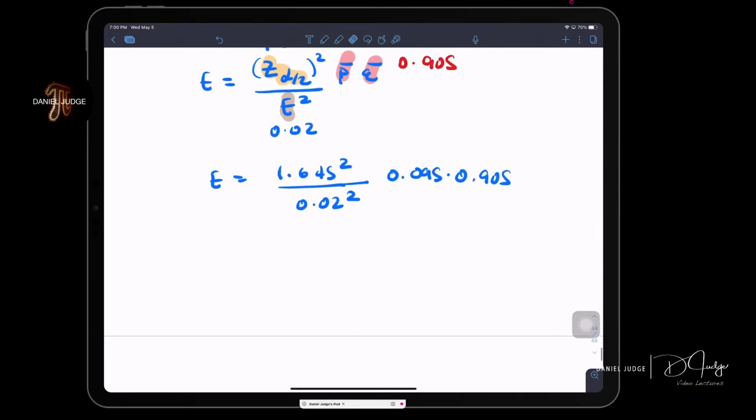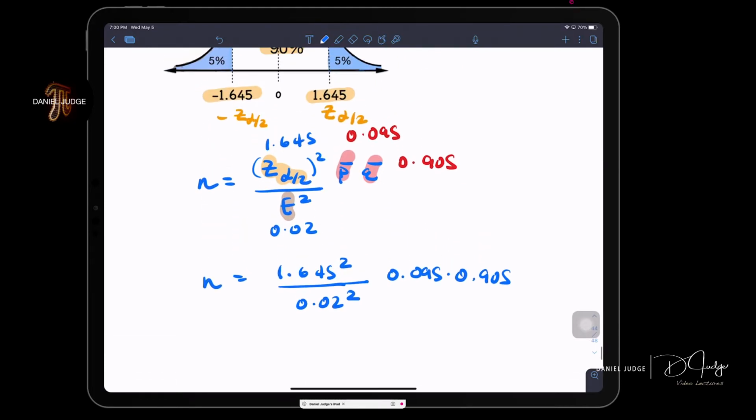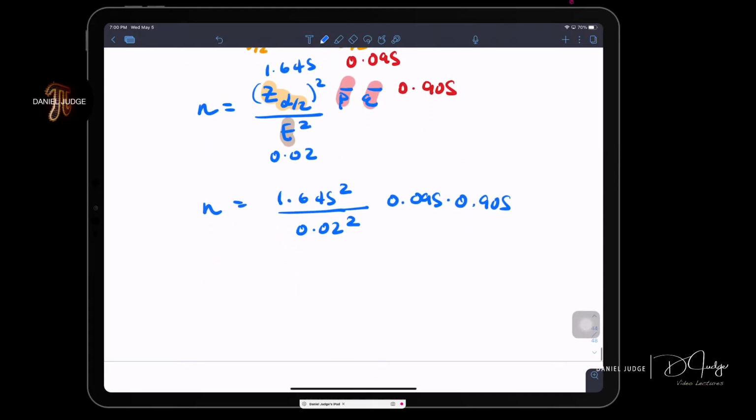And that's not margin of error, that's going to be sample size. So that's the sample size needed. Sorry about that. It's not an E. That's an N. So we're going to punch this in the calculator in the TI.